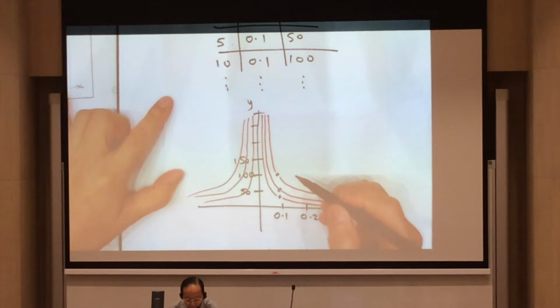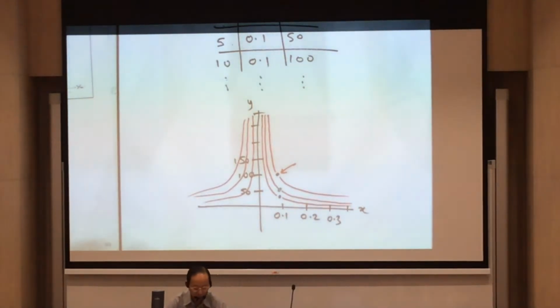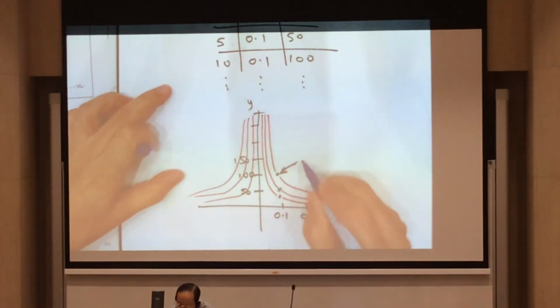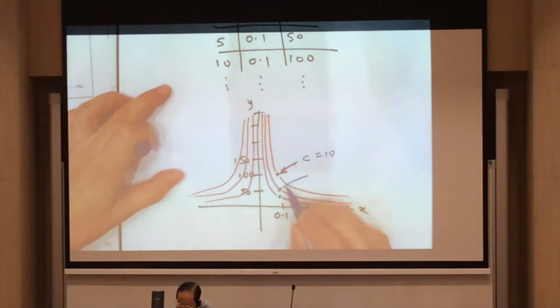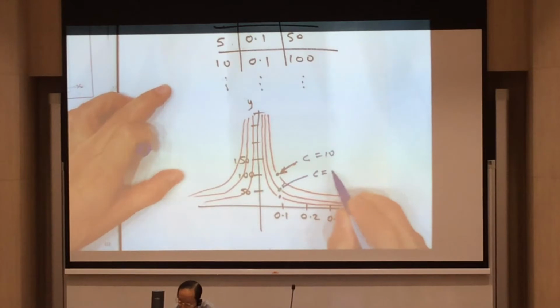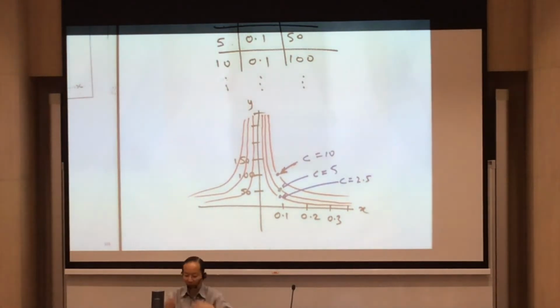So you can therefore say that this is for c, you put black color, blue color. This is for c equal to 10. This is for c equal to 5, and this streamline c equal to 2.5. So we have a family of streamlines, represented by a family of curves on the xy plane.